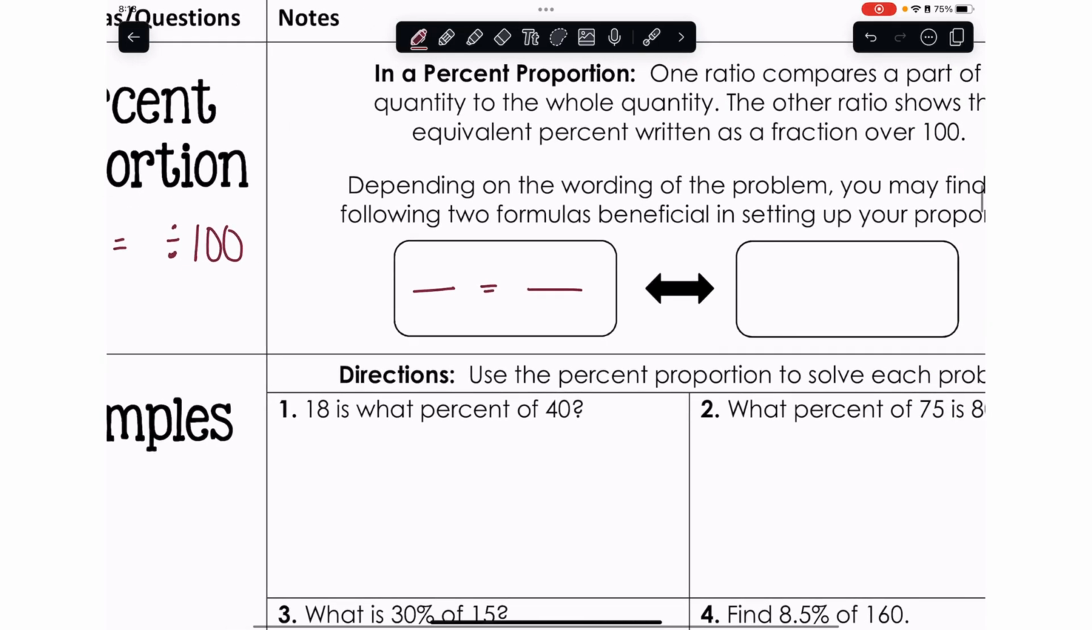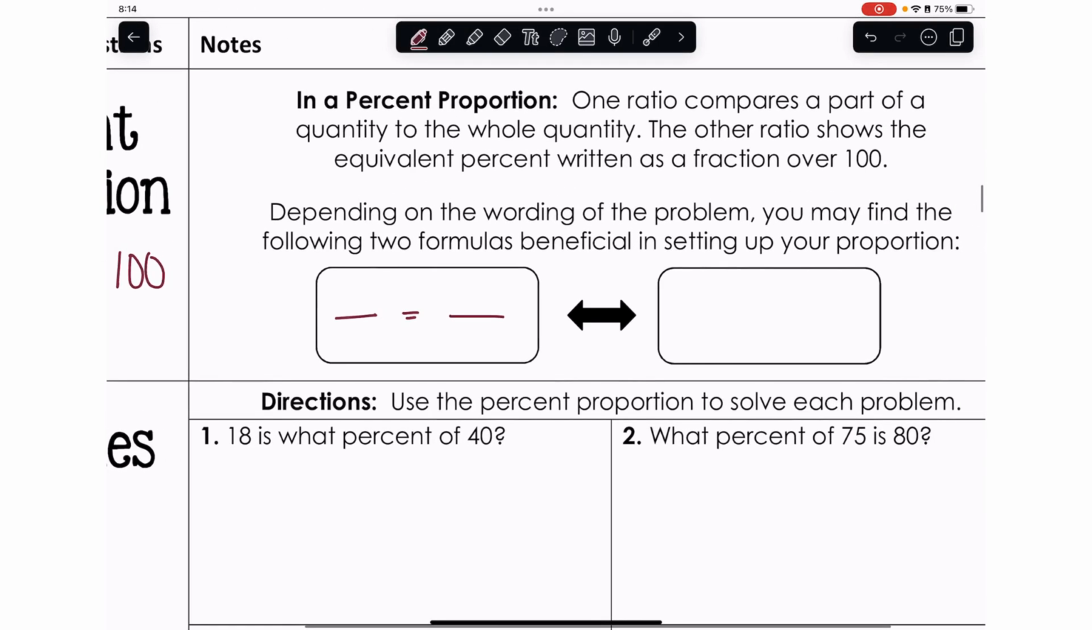And so what I want to do is, you can write your percent proportion two ways. The first way is what I just said, the part over the whole. So let's think about what percents are, right? If I have a 75% score on my test, that means out of the whole test, I got 75%. That was the part that I got right over the whole amount of tests, okay? And then that's equal to percent over 100.